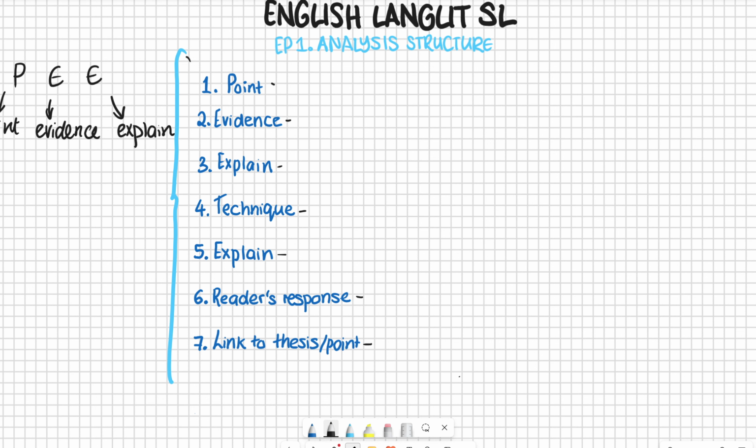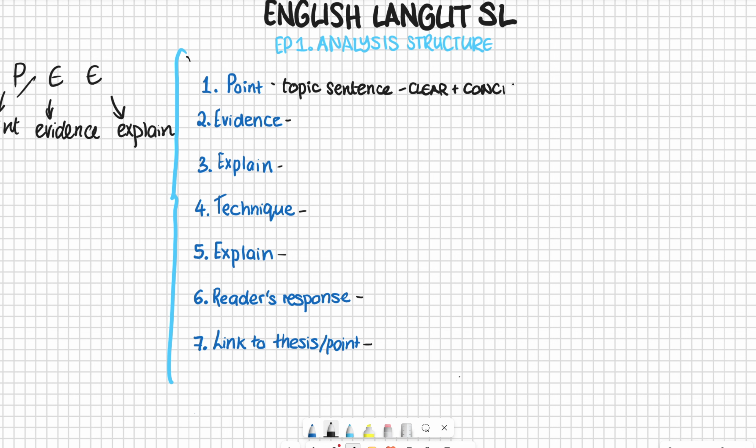So the first thing we start off, very much like your PEE structure, is your point. So it's a topic sentence, and it basically answers the question that's being asked. So if somebody asks, how is Medusa presented in Duffy's poem, you want to say, Medusa is presented as an emotionally disturbed character. So that's your topic sentence. It has to be really, really clear, and it has to be concise.